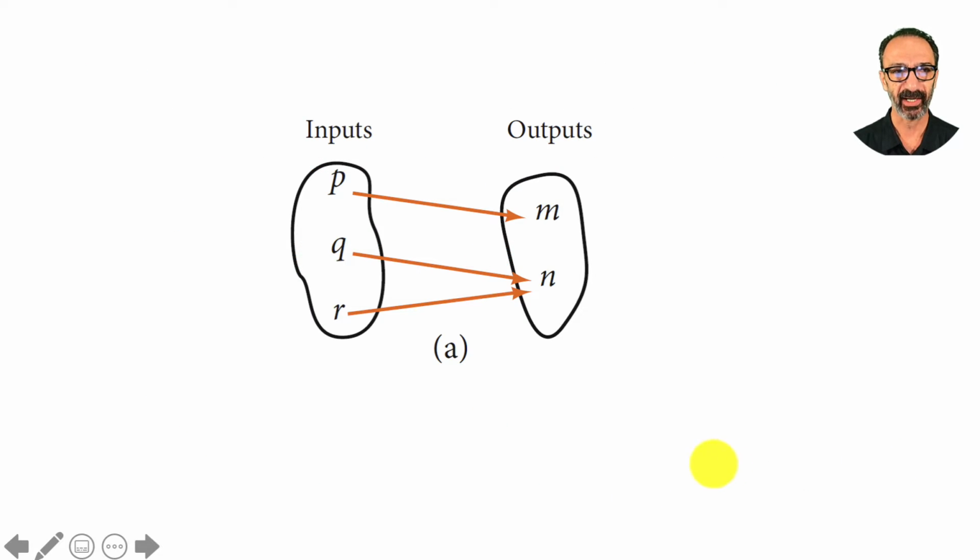In this graph, I have a mapping between 3 letters and 2 letters right here. These are called the inputs. These are called the outputs. The domain will be P, Q, and R. The range will be M and N.